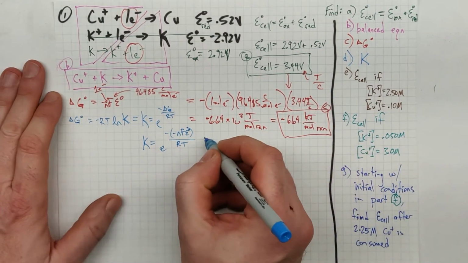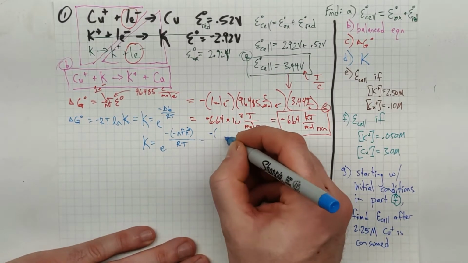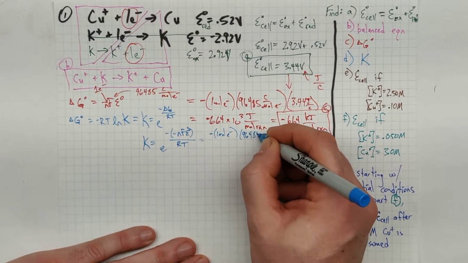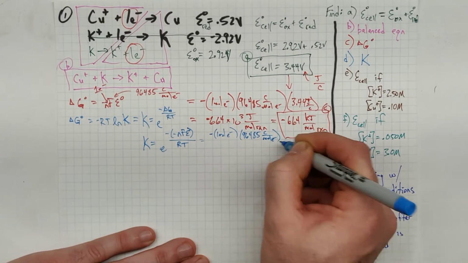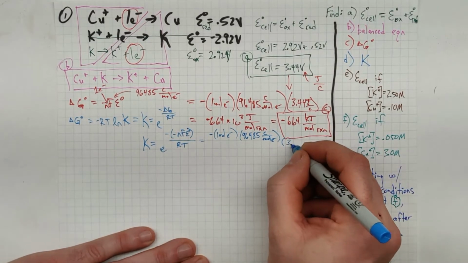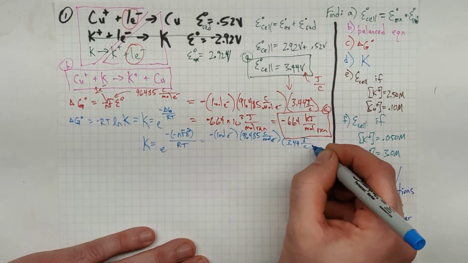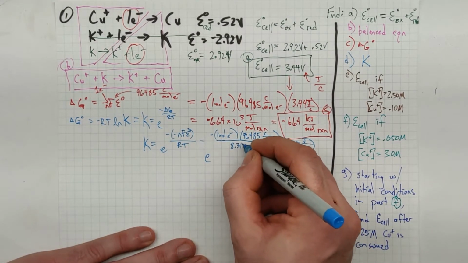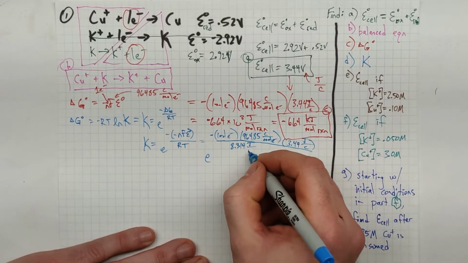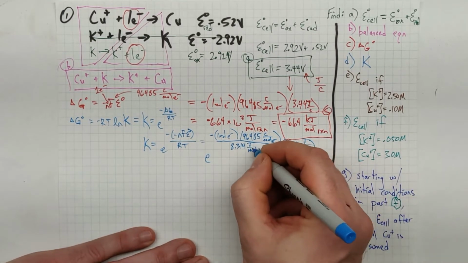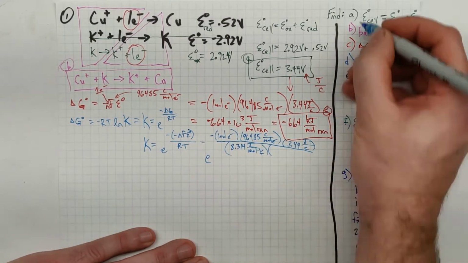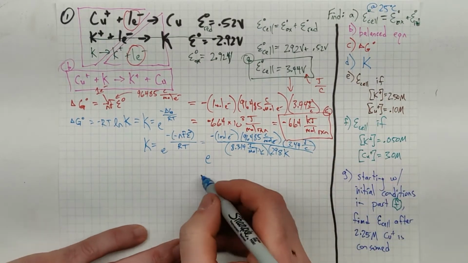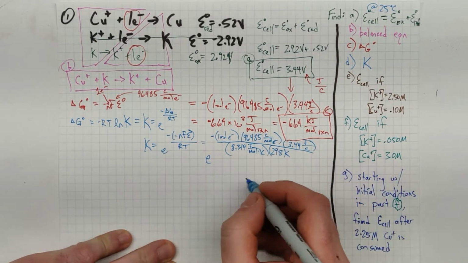All right. In this particular case, we're going to have our negative 1 mole of electrons. Sorry about my spacing here. 96,485 coulombs per mole of electrons. This just got really, really ugly. 3.44 joules per coulomb. e to the, and then R, 8.314 joules per mole Kelvin, times, and we'll just say at 25 degrees Celsius, never mention that, 298 Kelvin.